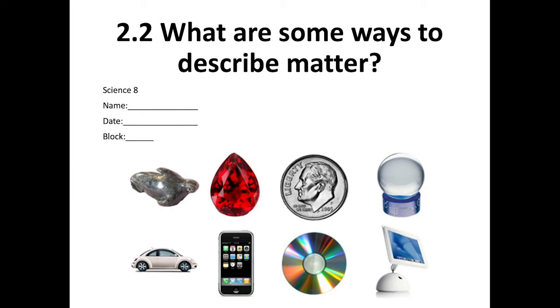Today we're going to continue our unit about chemistry, and we're talking specifically about different things that we can observe in matter, and in particular the difference between a physical change versus a chemical change.